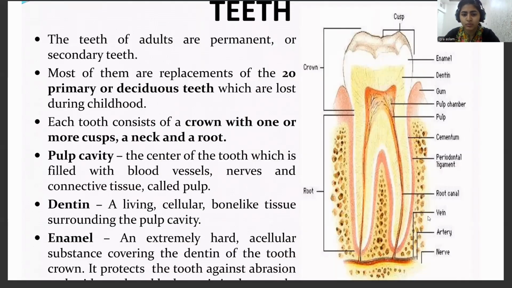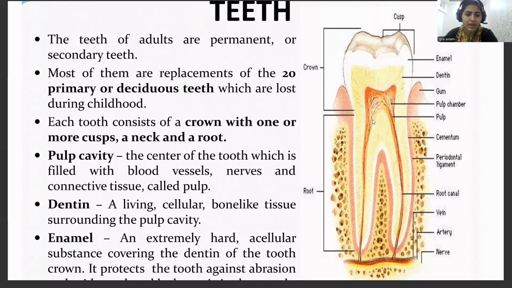Each tooth consists of a crown with one or more cusps, a neck, and a root. As you can see, the upper portion of the tooth, which we can see when we open our mouth, is the crown. Beneath it is the root. The cusps are the horn-like projections that we can see. The root is beneath, inside the bone.